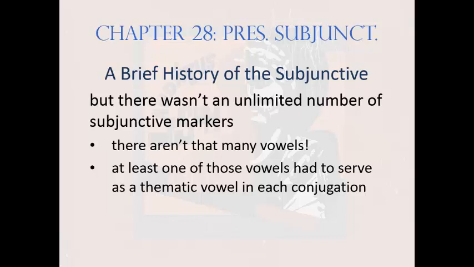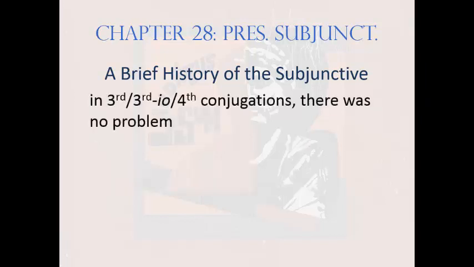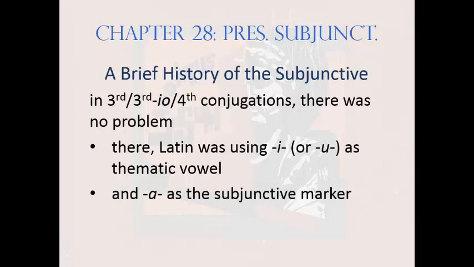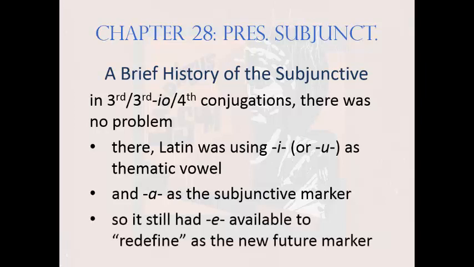But that particular problem wasn't equally problematical across the conjugational board. Third, third IO, and fourth, no problem. If the normal thematic vowel is a colorless short e, third, or short i, third IO and fourth, not A or E, you've got a splendorous A to use as your subjunctive marker and E as a future marker.